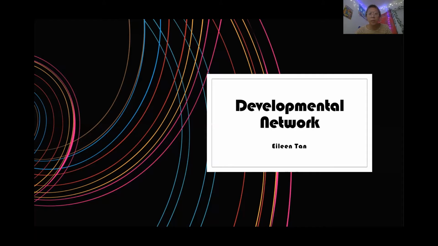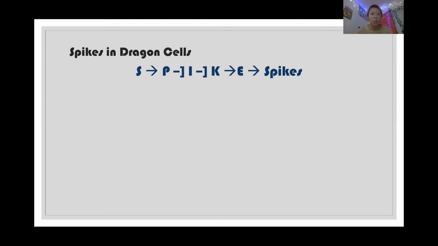So today we're going to be talking about developmental networks and how they look when there are mutations affecting them. So in spikes in dragon cells, we have this pathway where S promotes P, P blocks I, I blocks K, which promotes E and ends up promoting spikes.